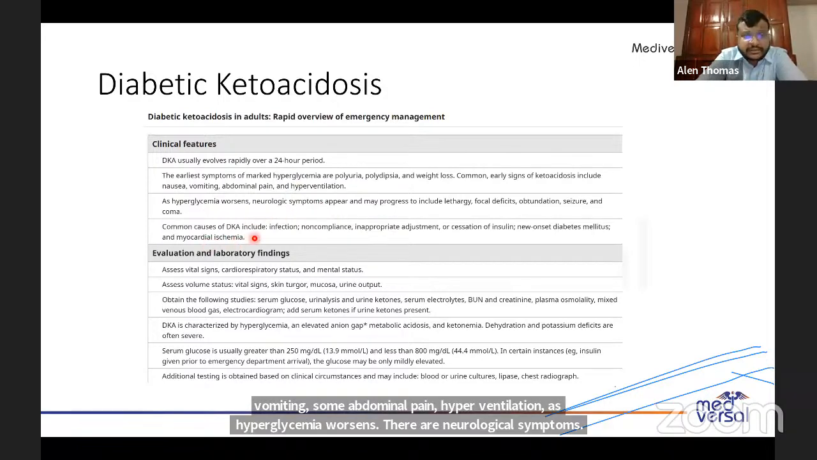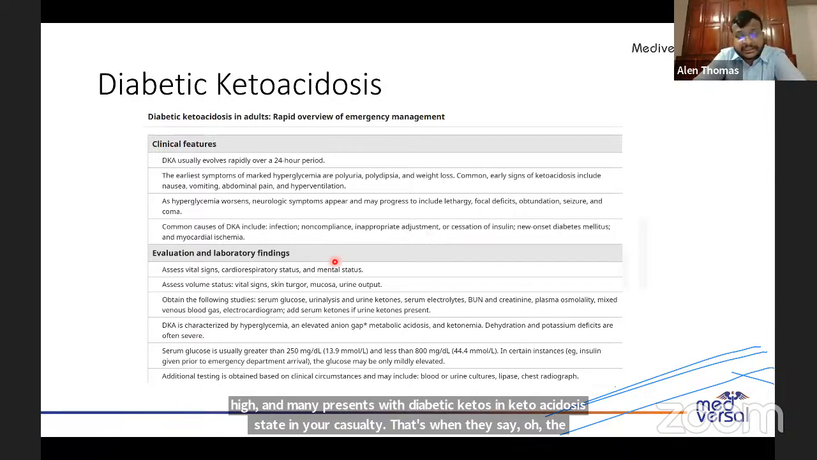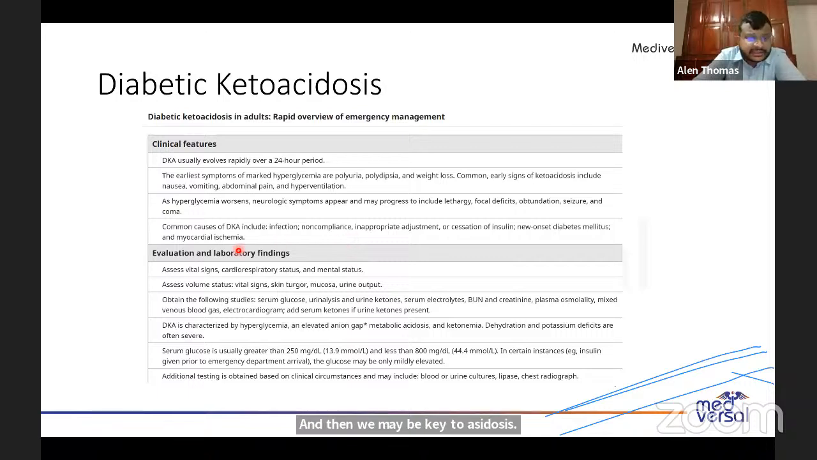Common causes of DKA include infection, non-compliance to drugs, inappropriate adjustment. Somebody stops insulin immediately, and then the sugars are shooting up to dangerous levels. New onset diabetes mellitus: many a times, patient presents with diabetic ketoacidosis because he's not aware that his sugars are high. And when he presents with diabetic ketoacidosis in your casualty, that's when they say, "Oh, the sugars are 500 plus." Then maybe ketoacidosis, and you look at the ABG.